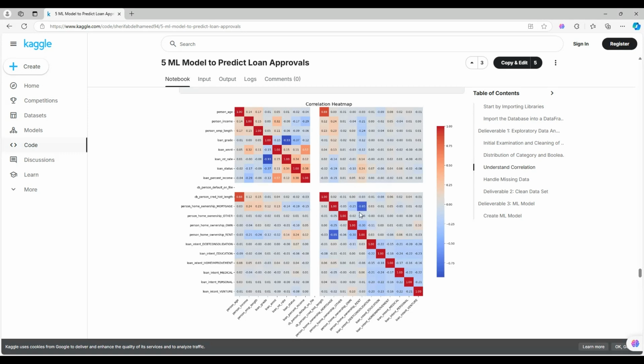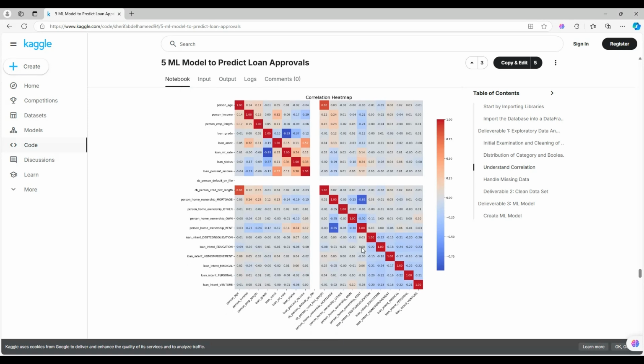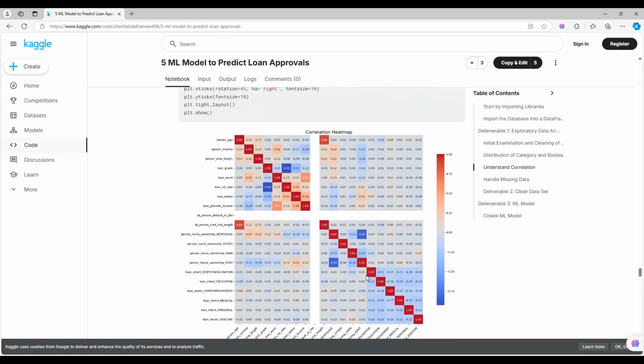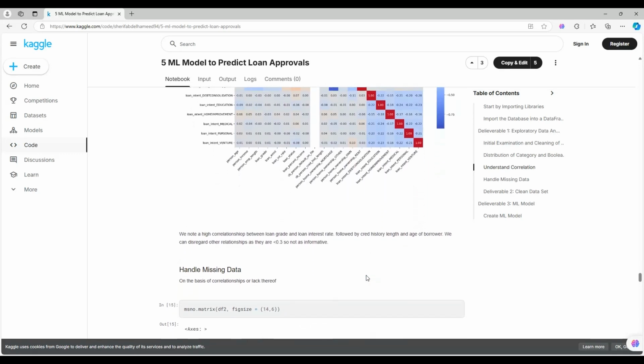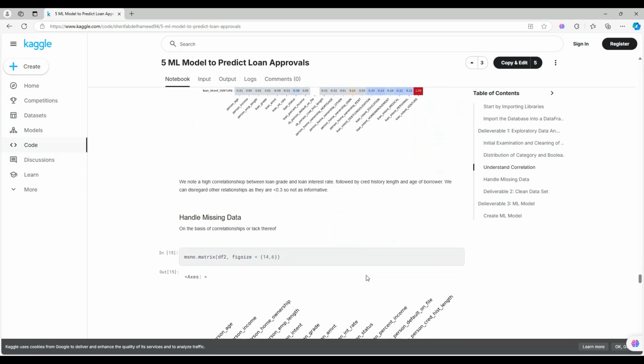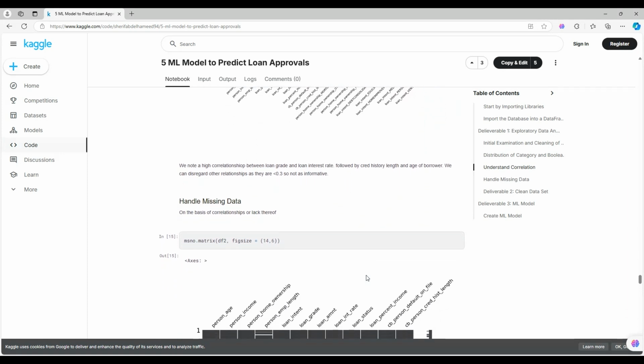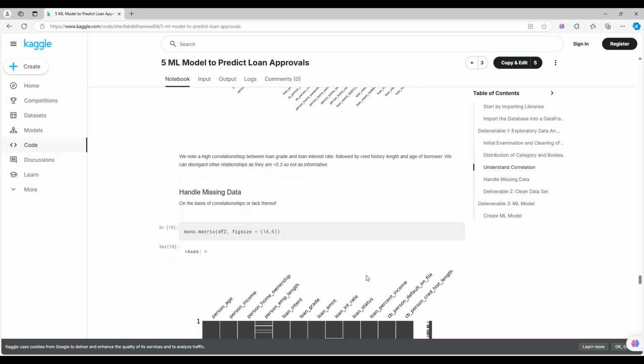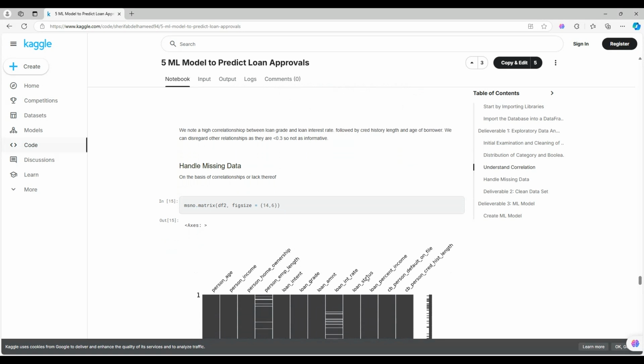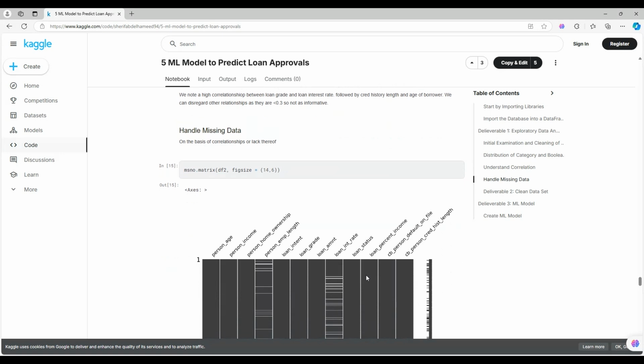We'll ignore this relationship because they're two dummy variables that we extracted from the same comprehensive variable. So what we can say is that we note a high correlation between the loan grade and loan interest rate, followed by credit history length and age of borrower. There are other relationships we can disregard. They're not as informative as having an absolute value greater than 0.3. So on that basis of the correlation, we can start to handle the missing data.